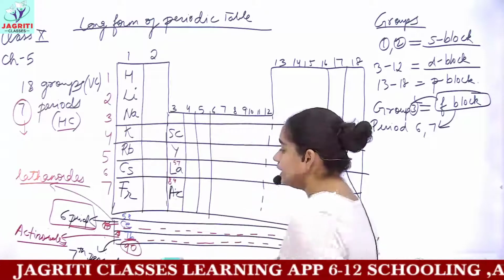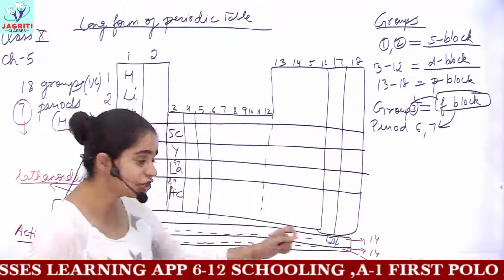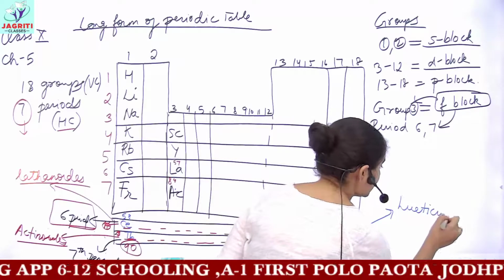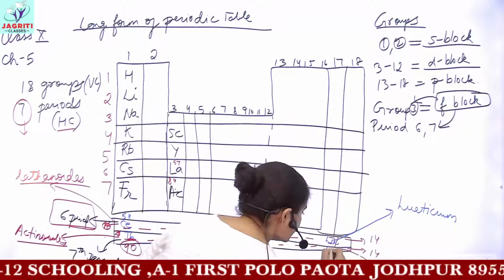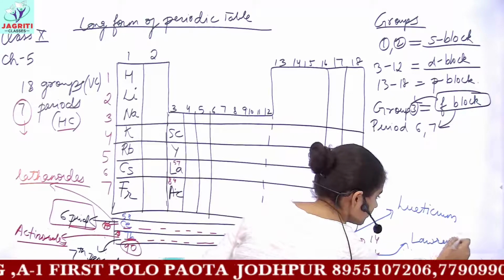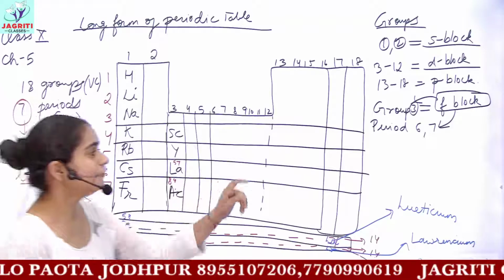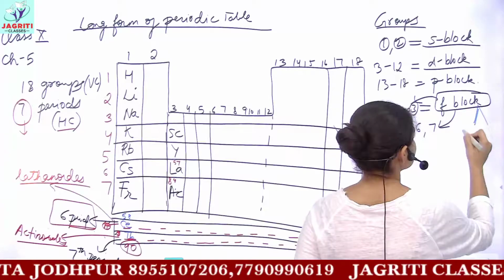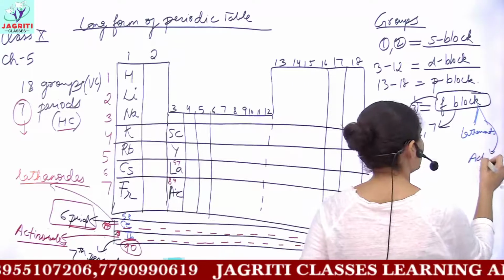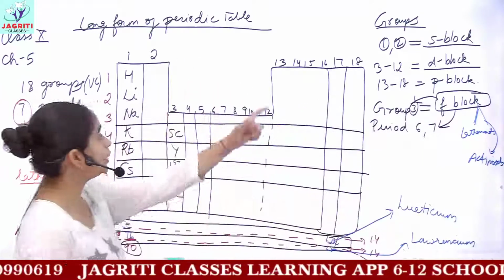And if you count 14 elements, the last element in the lanthanoids is lutetium. I am writing the full name here, lutetium. And the last element here is called lawrencium. So these are placed in a different group, that is the F block. The F block contains two things, lanthanoids and then actinoids. So this was an account of the modern periodic table that you should know.